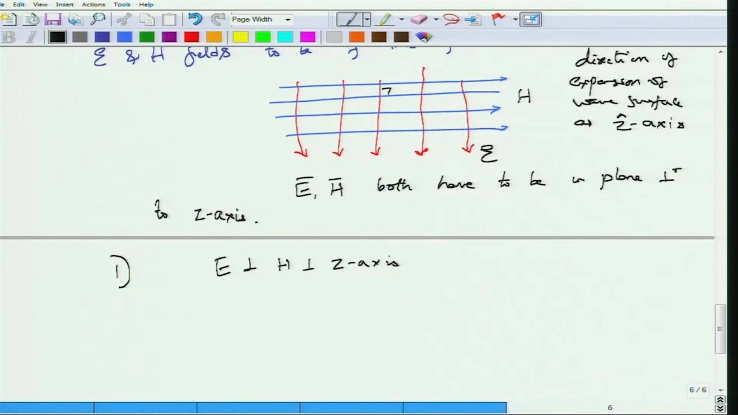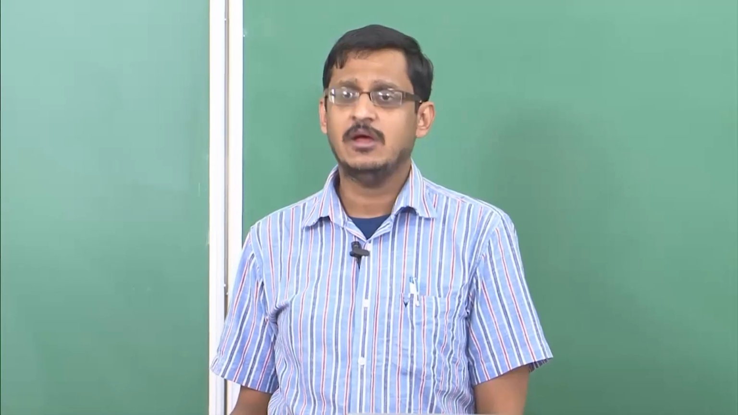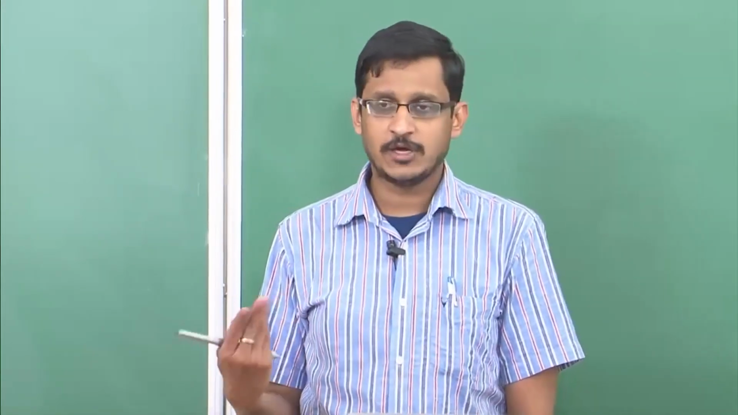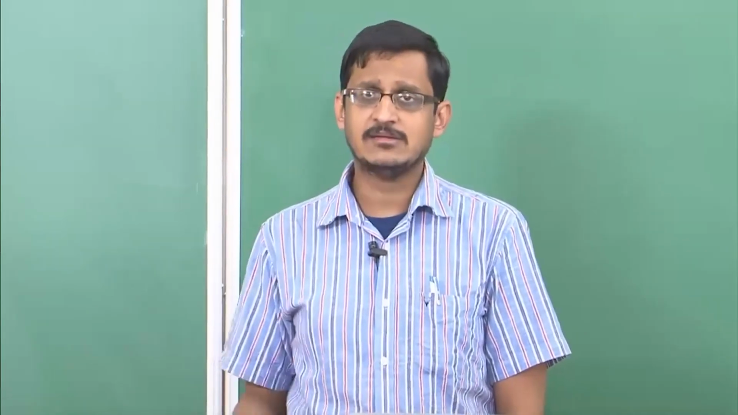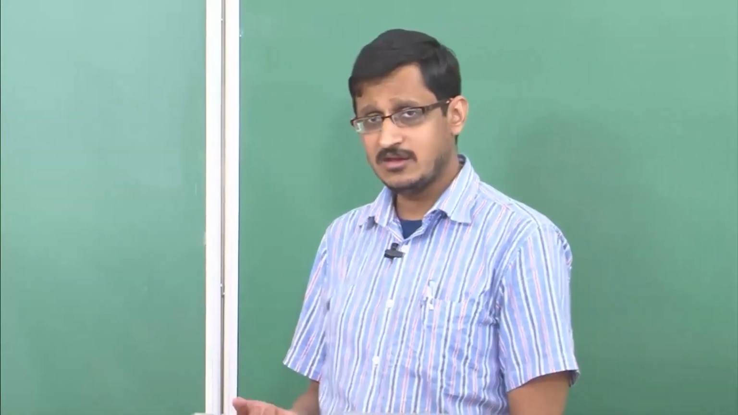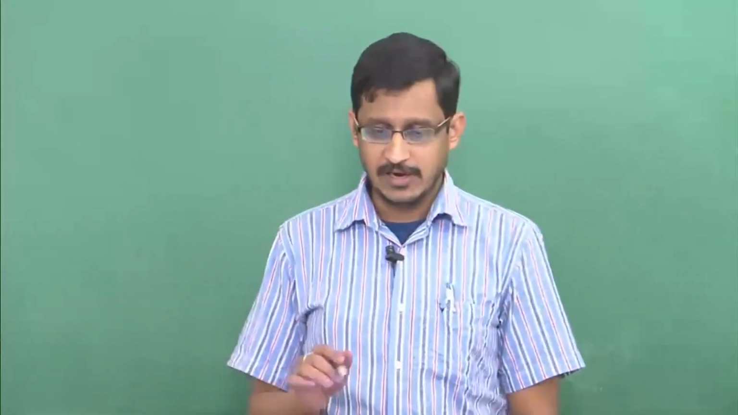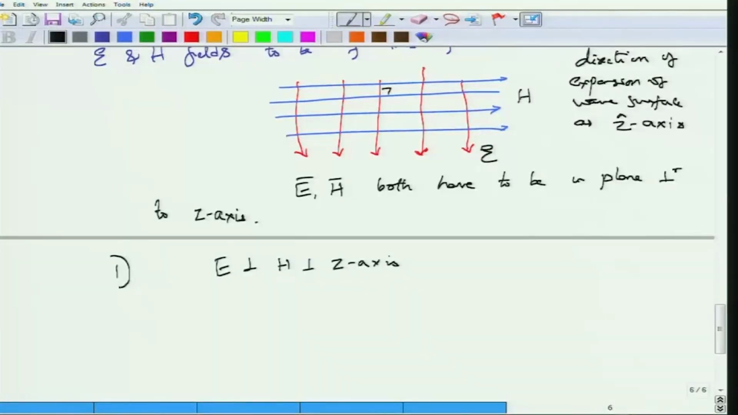If the plane wave direction is considered to be the x axis, then E and H must be perpendicular to each other, and they have to be perpendicular to the x axis. In that case, the electric and magnetic fields will lie in the yz plane, okay. So that's as simple as that. So you have electric fields and magnetic fields now in the xy plane, perpendicular to the z axis.